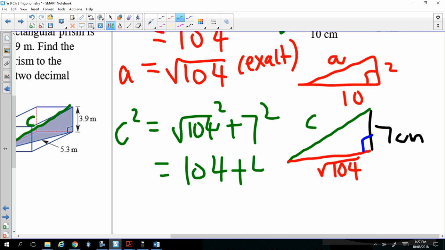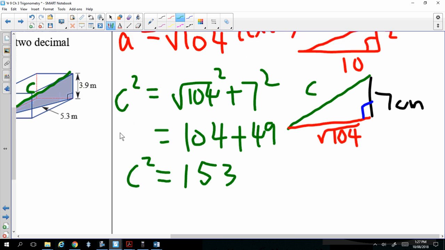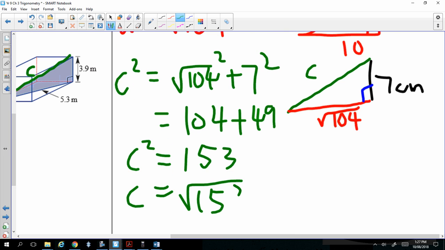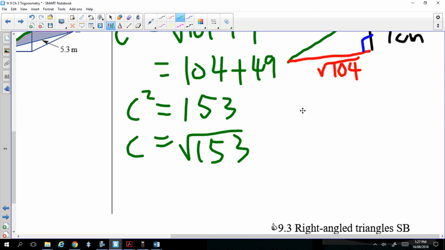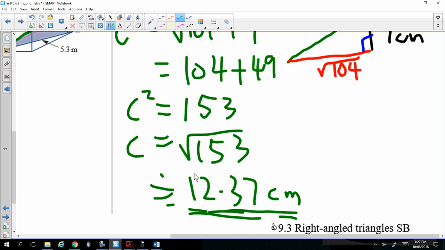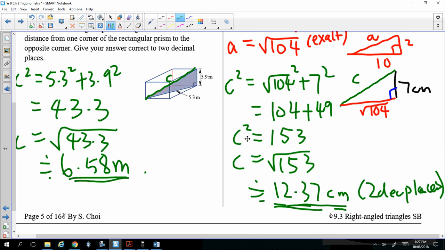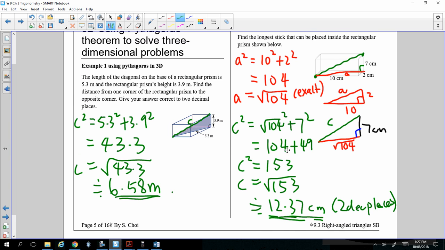So what do you get? 153. Then you square root your answer. And what do you get? 12.36 or 12.37. 12.37. That's the longest stick, because it's approximately equal. I've rounded my answer to that place. It's better you do it because you rounded the answer. They are not really equal. They are approximately equal. You get 153. All right. Hang on.